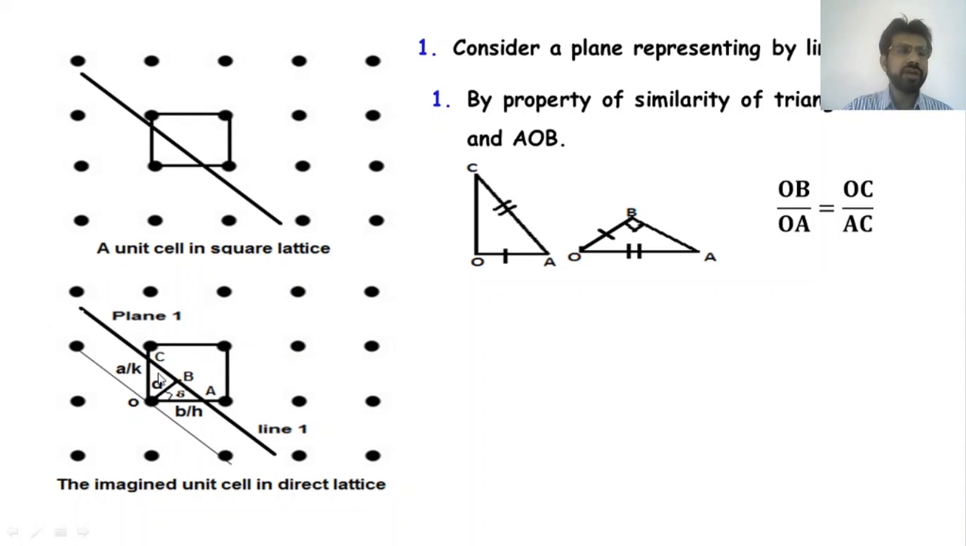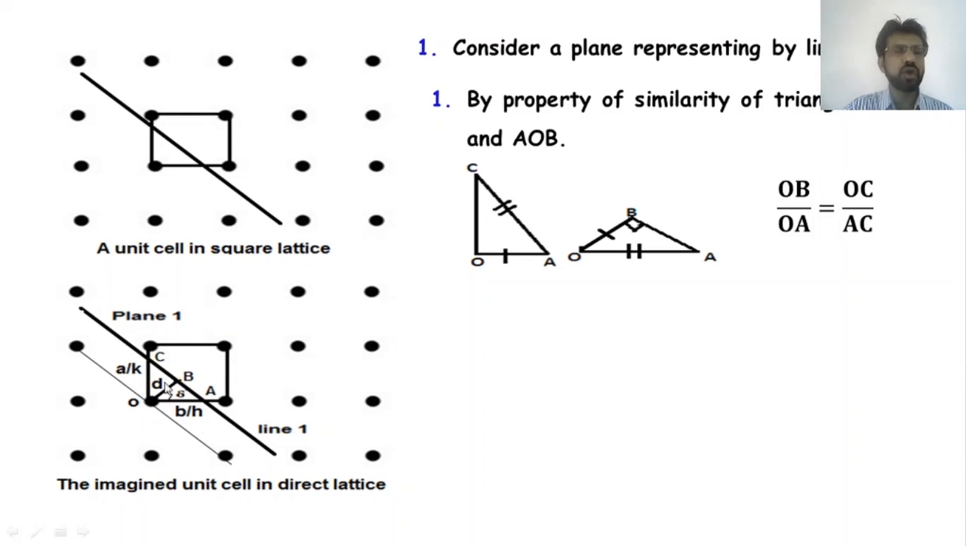Now if we draw the normal from point O on this line 1, say it terminates at the point B on this line 1. Therefore, the intercepts on the x and y axes are a by k and b by h. The distance between these two planes, that is the normal from the point O to B, is say d.